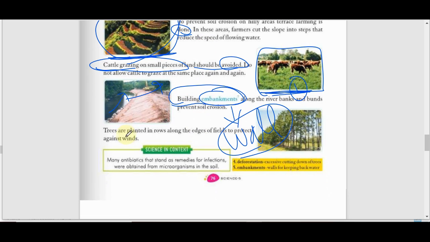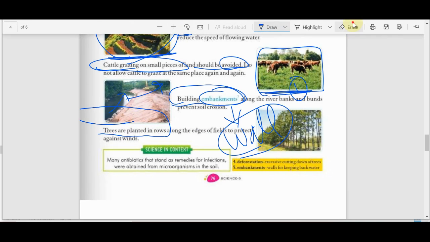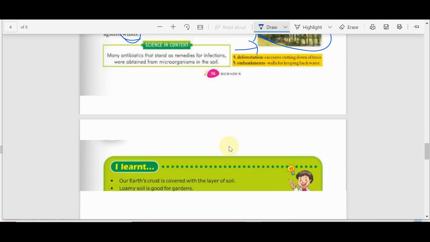And the next method we can use is planting trees in a row. In these pictures you will see we planted the trees in a long row. It also helps to protect the soil particles from the winds. If the winds come from these directions, the trees will reduce the speed of the wind and protect our field soil. So it can be protected from erosion of the soil by the wind. So I think you got the meaning of it.